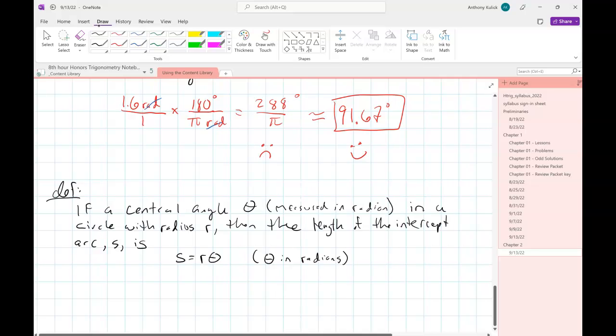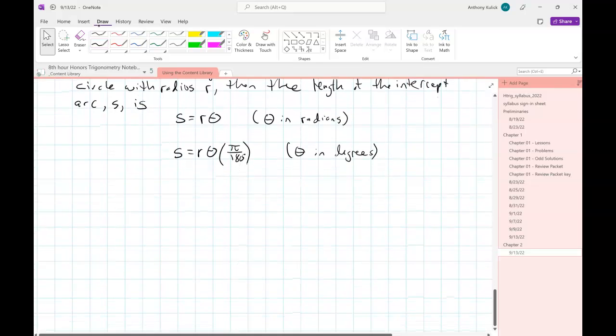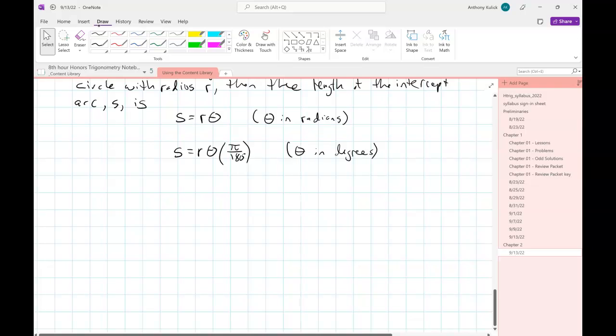What would I have to do if I gave you theta in degrees and I wanted the arc length? Convert it into radians. And what do I use to convert theta into radians? I multiply it by pi over 180. So if my angle is given to me in degrees, I just tack that conversion factor on at the end, and it's going to give me the same thing.